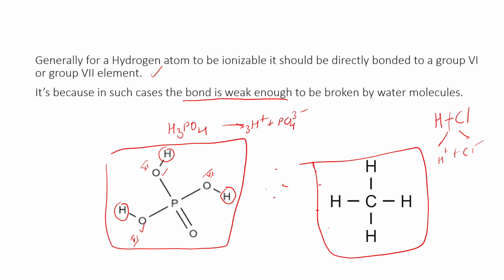Now the image on the right is methane, which is natural gas. Notice that carbon is a group 4 element. The bond here is so strong that it cannot possibly be broken by water molecules. Hence, methane is not considered as an acidic substance.